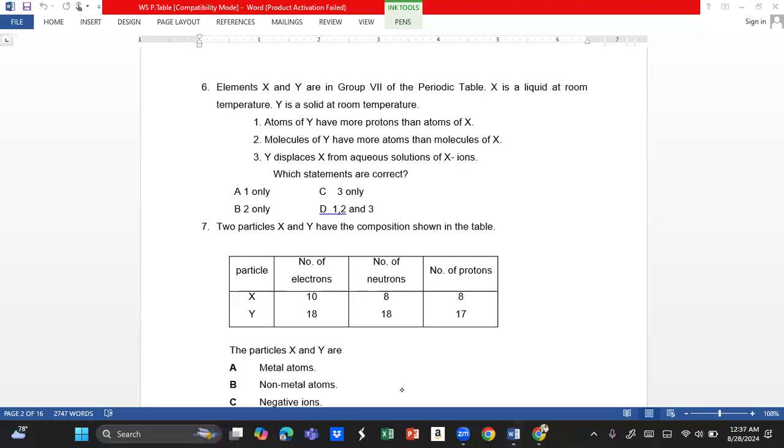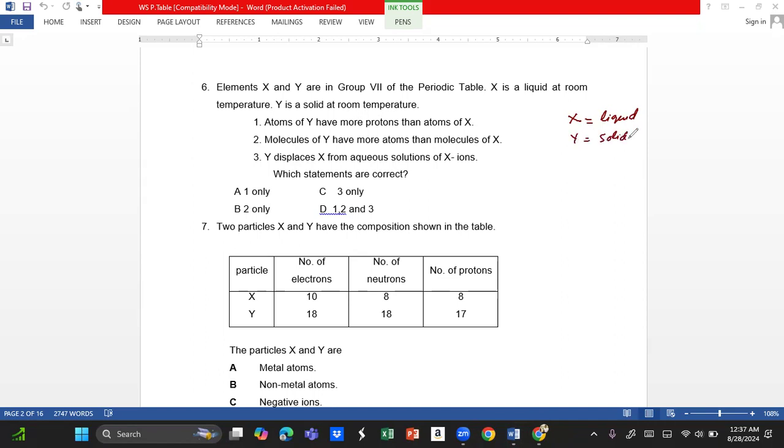Now question number 6. Elements X and Y are in group 7 of the periodic table. X is a liquid. X, just note down, please. See how to solve this question. X is liquid. Y is solid at room temperature.